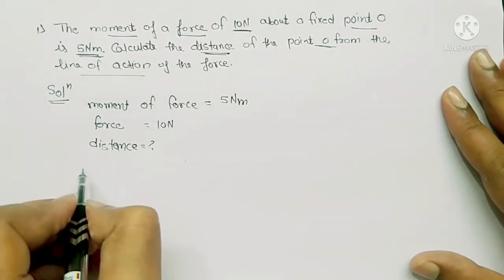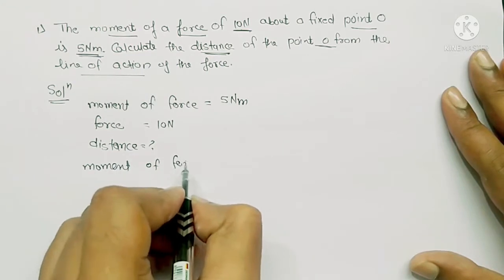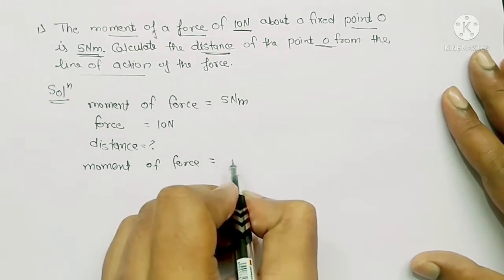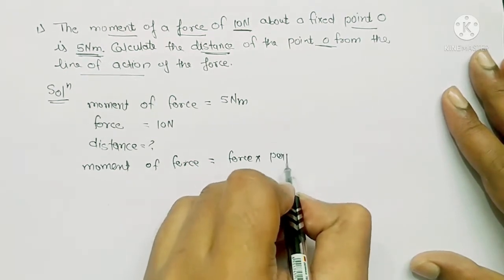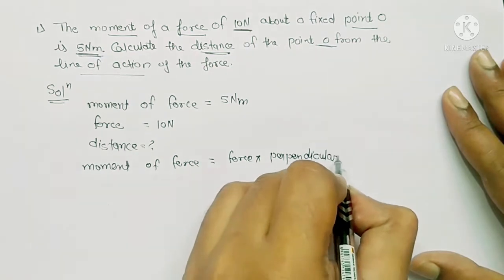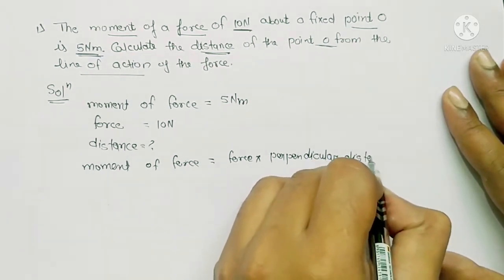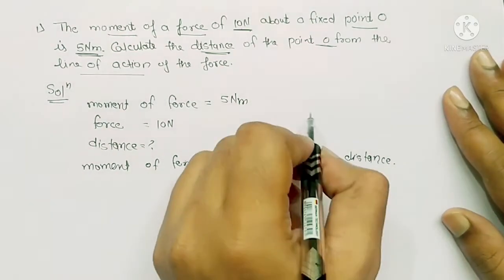Now what is the formula? The formula is simply: the moment of force is equal to force into perpendicular distance. Force into perpendicular distance. Now what is this perpendicular distance?